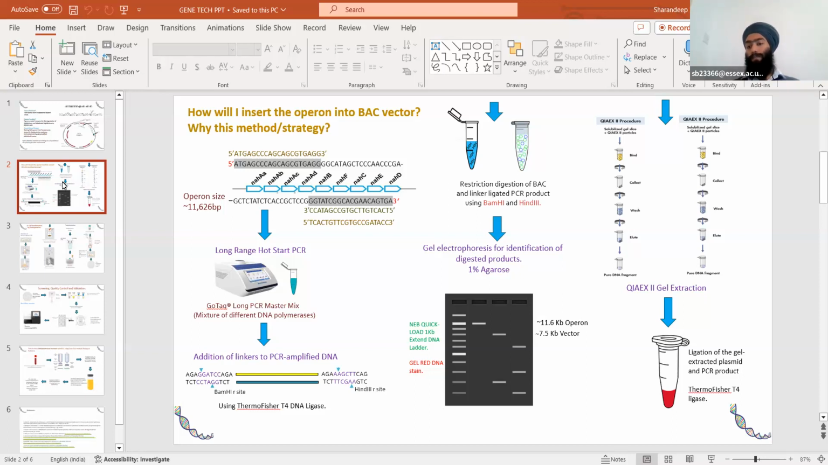For extracting my DNA and BAC vector from the gel, I have used the QIAEX II gel extraction procedure. And after I got my purified product, I have ligated the extracted bacterial artificial chromosome and my PCR product using Thermo Fisher T4 ligase.